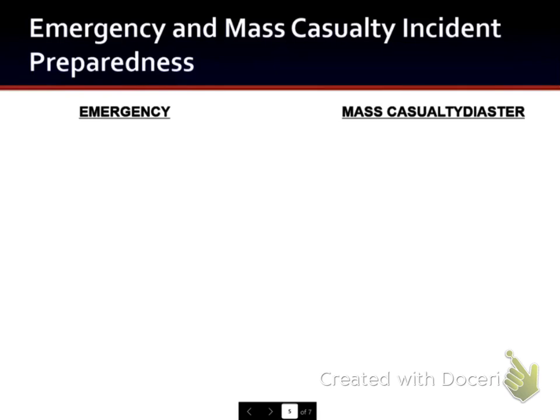So mass casualty can be man-made or nature. It's going to have permanent changes on the community. So like Katrina, some of those people are still trying to rebuild houses and communities, and it changed the entire feel of the community up there. Everything but the main strip.